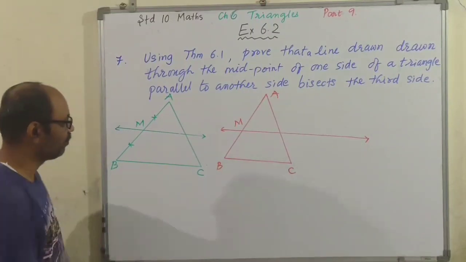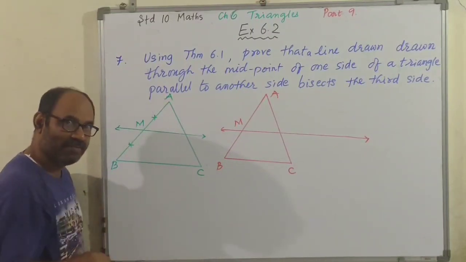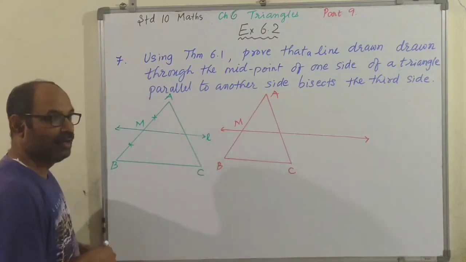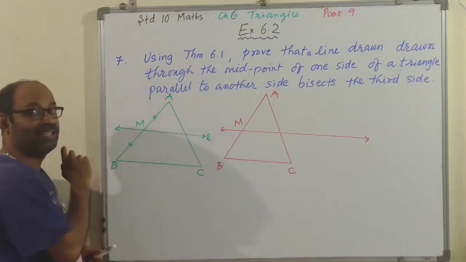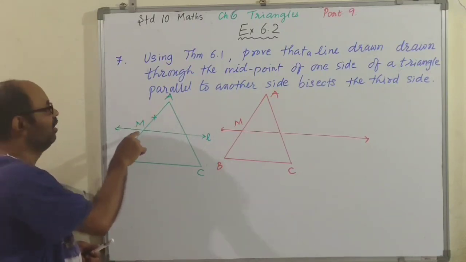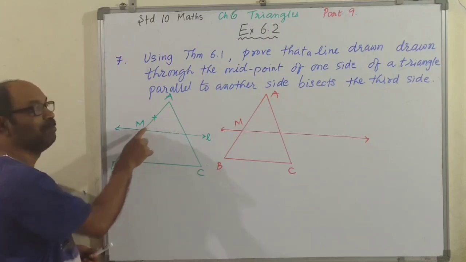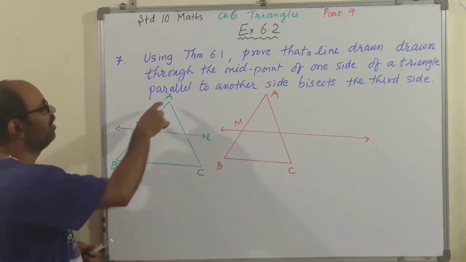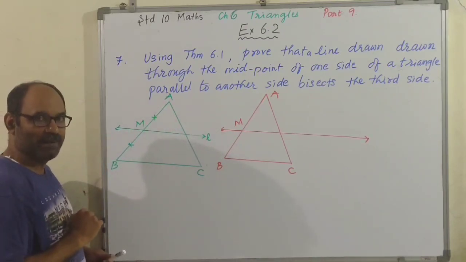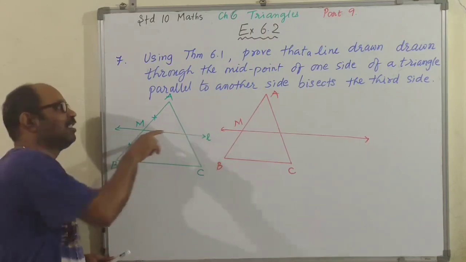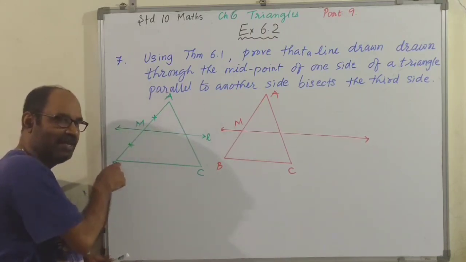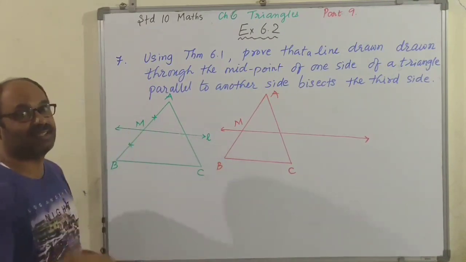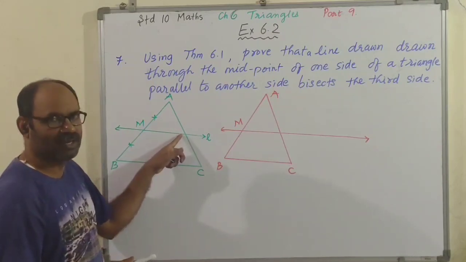Children, here it is. We have triangle ABC. Line L is drawn through the midpoint of one side. AB is the first side. Its midpoint is M. You can see I have put some symbols here which represent that M is the midpoint of AB, AM equal to BM. So line L is passing through the midpoint of side AB. It is parallel to BC. We have to prove that it bisects the third side. You know, it passes through the third side.